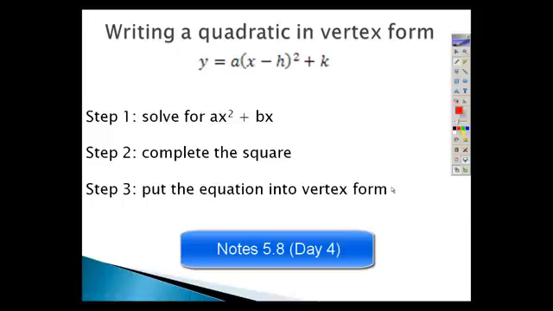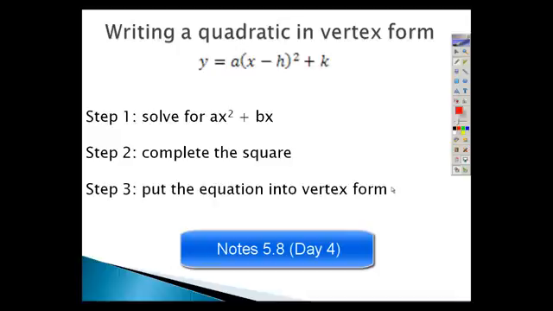Okay, and so anytime you have a quadratic equation with an x squared, you can start putting it in vertex form because we can complete the square now. Once again, we're just going to solve for ax squared plus bx, complete the square, and put the equation in vertex form. The only difference is we're not set equal to 0 this time. We're actually set equal to y.